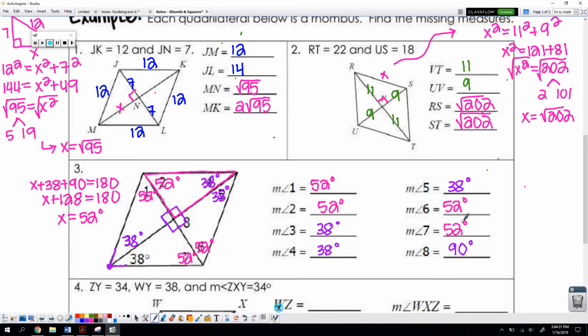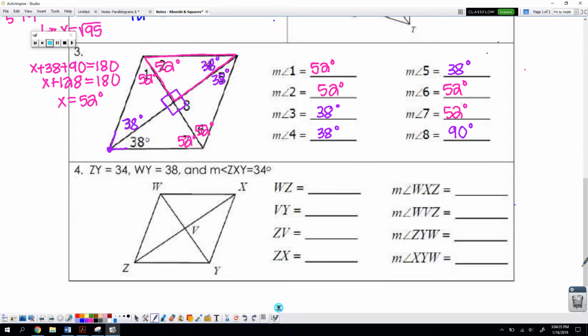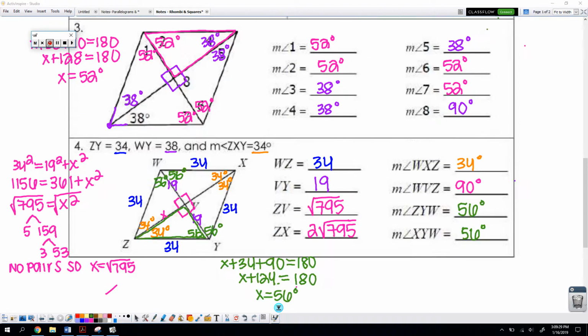All right, great. Now, we're going to go through, and it looks like for number 4, we should be able to do absolutely everything. We're going to find all of the sides and all of the angles. So I'm going to pause as you go through and do this. I'll just show you the answer, so go ahead and pause.